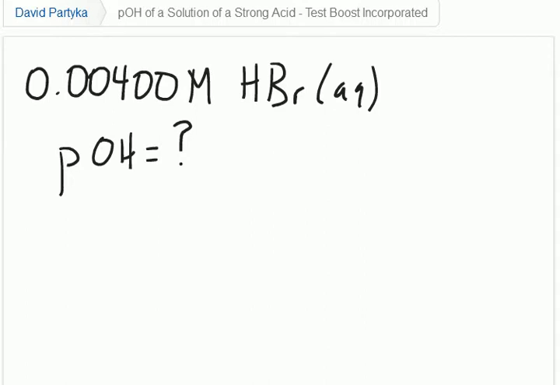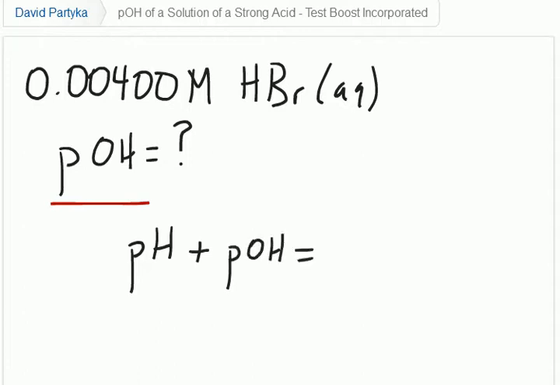The second part of this problem, which makes it a little bit more difficult, is we're asked to determine the pOH, not the pH directly from the hydrobromic acid solution. So with that being said, we have to first determine the pH of the hydrobromic acid solution, and then use that to determine the pOH according to the formula pH plus pOH equals 14 for water.